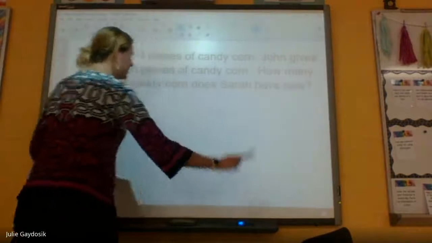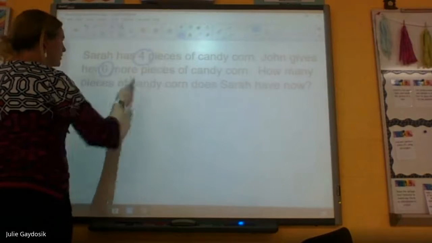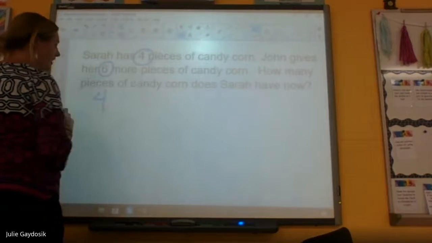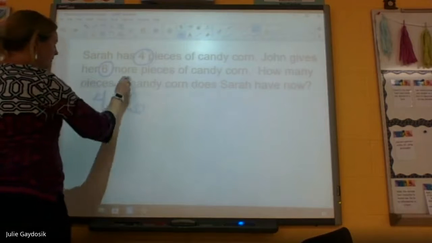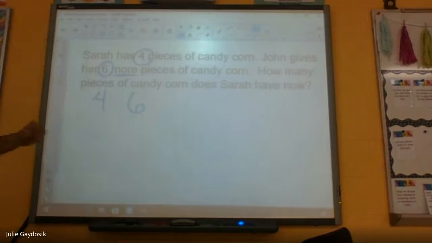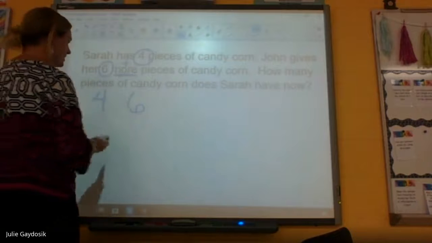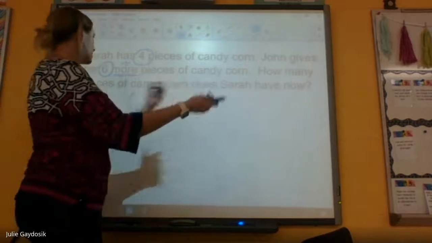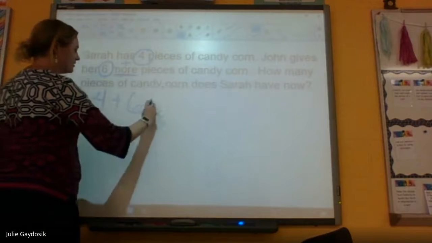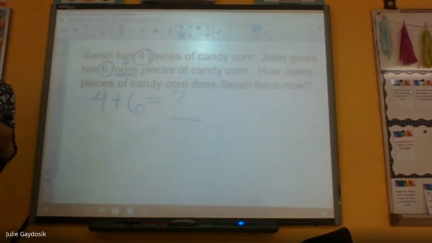So the first thing I'm going to do is circle my numbers, okay? So Sarah has 4 pieces of candy corn. John gives her 6 more pieces. Now, 6 more, if you're saying more, is addition. So she had 4, John gives her 6 more, and then we're looking for that unknown. We don't know how many she's going to have now.